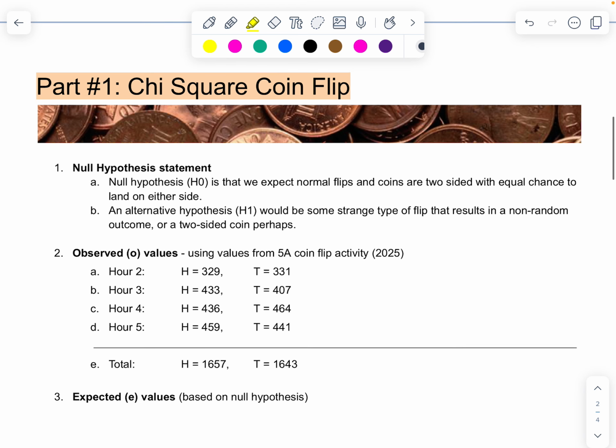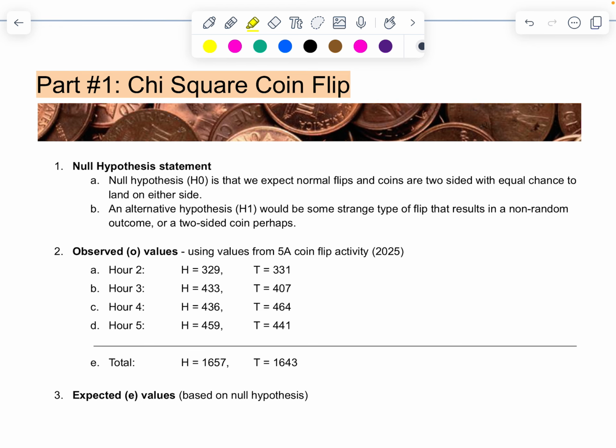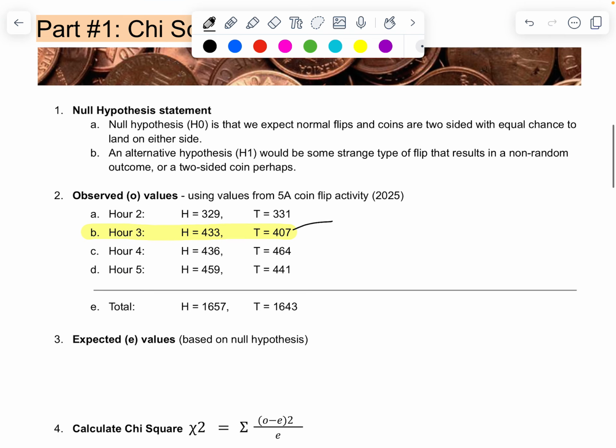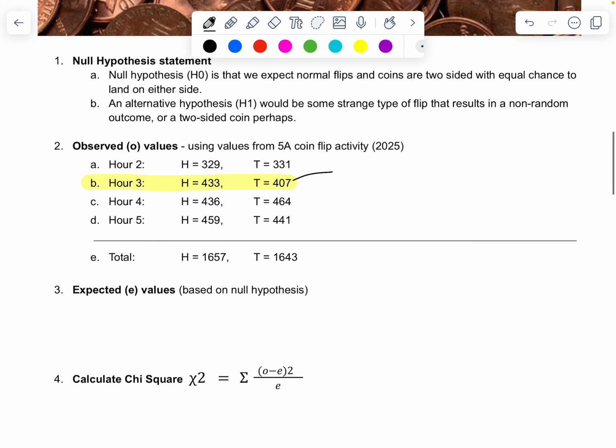So we'll start with a coin flip situation, and I took our values from a week ago. I'll choose an hour, hour 2, or hour 3, just randomly. Instead of using the totals, which look amazing, like really close heads and tails, 1,657 heads, 1,643 tails, really close to 50-50, right? I'll just use hour 3's data here. You could use any of these data sets, including the total, to do this calculation. I would even recommend that after this video, you choose a different hour and try it.